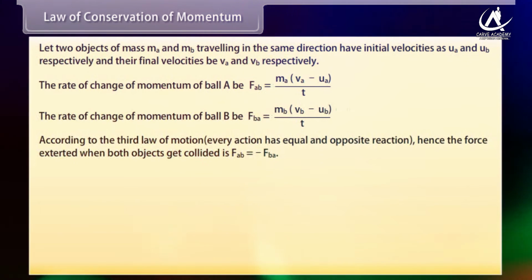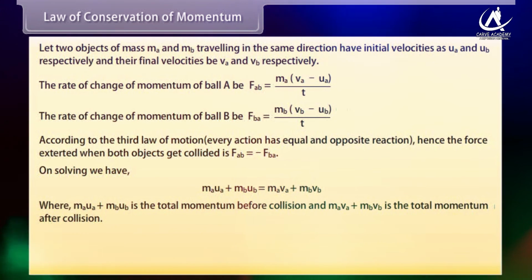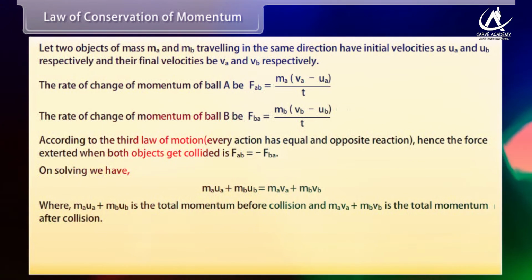According to the third law of motion, every action has equal and opposite reaction. Hence, the force exerted when both objects collide is FAB equals minus FBA. On solving, we have maua plus mbub equals mava plus mbvb, where maua plus mbub is the total momentum before collision and mava plus mbvb is the total momentum after collision.